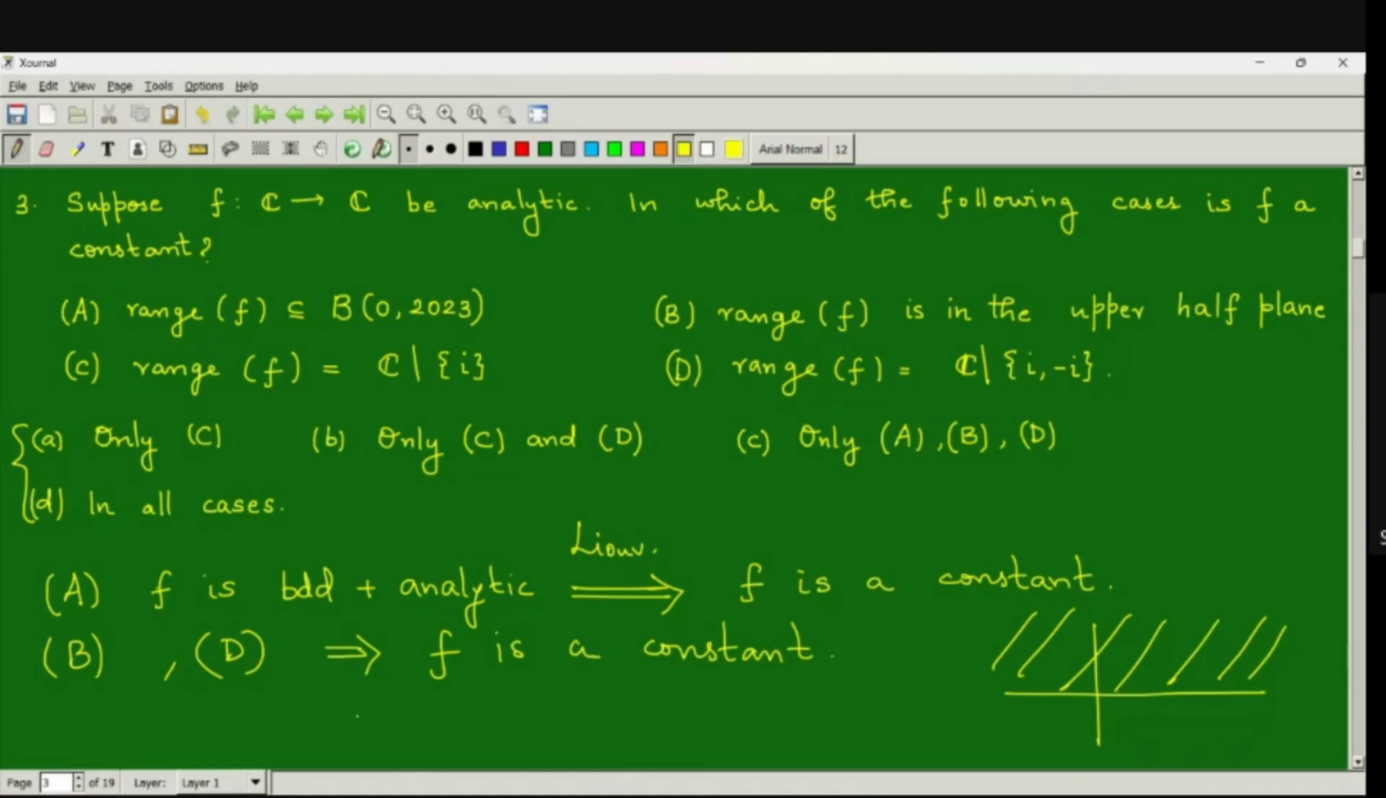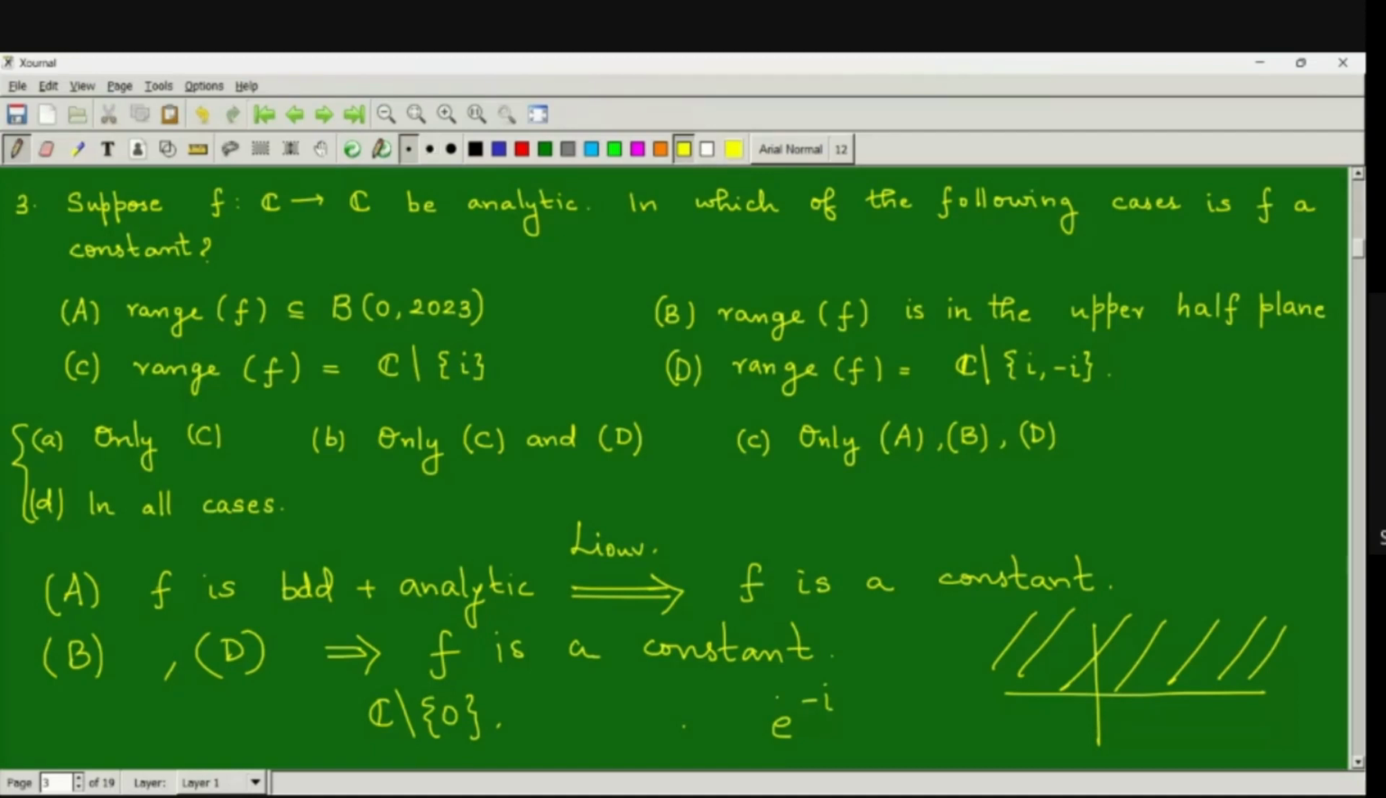So if the question would have this thing, the answer will come in 1 or 2 seconds. Give me an entire function whose range is C minus {i}. E to the power 1 minus i? This is a constant, right? E to the power 1 minus i. Sorry, e to the power z minus i then.